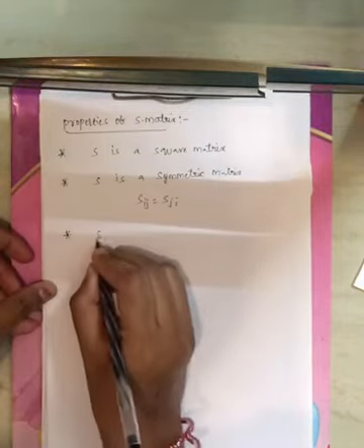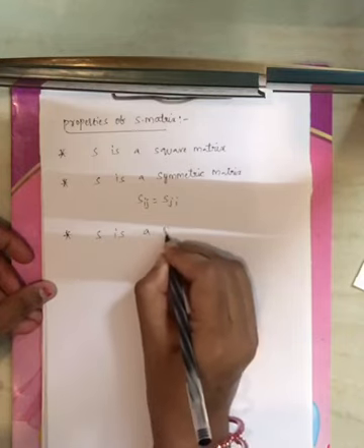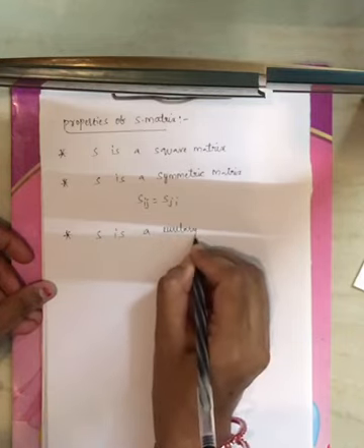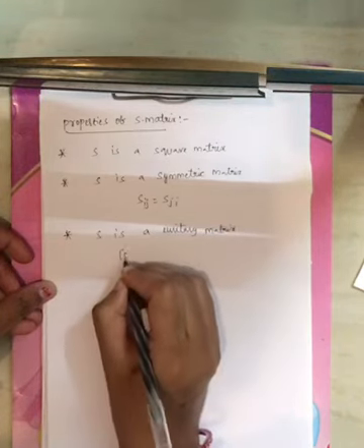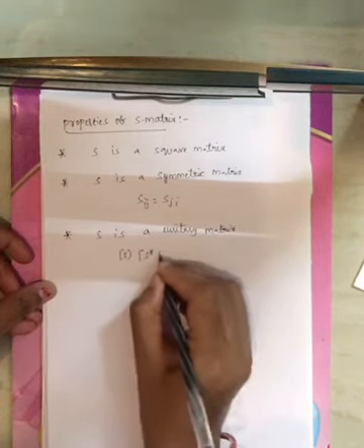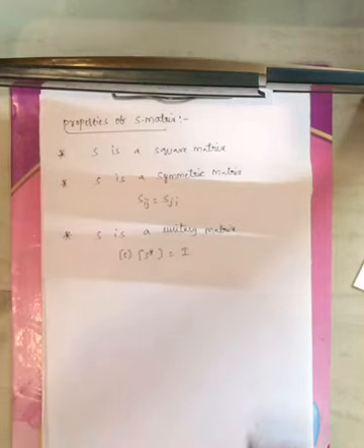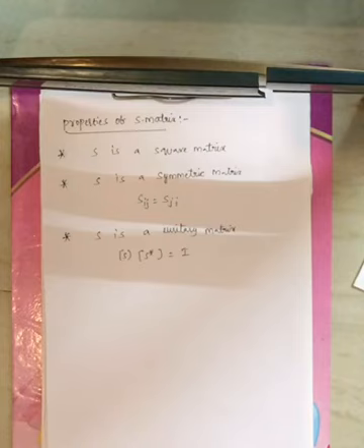Now coming to the next property: S is a unitary matrix. What is meant by a unitary matrix? S into S conjugate equals the identity matrix. So S is a unitary matrix, given by S into S conjugate equals the identity matrix.